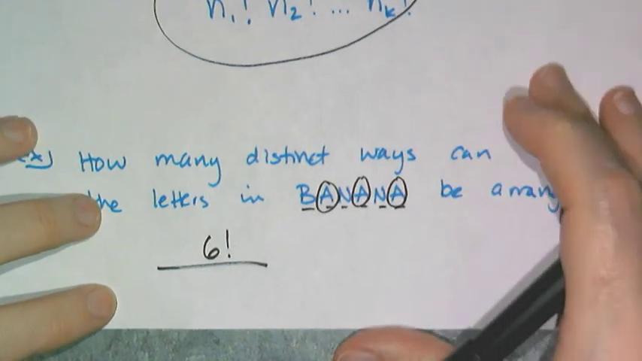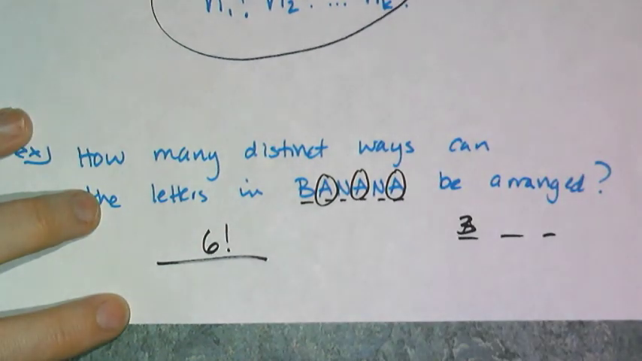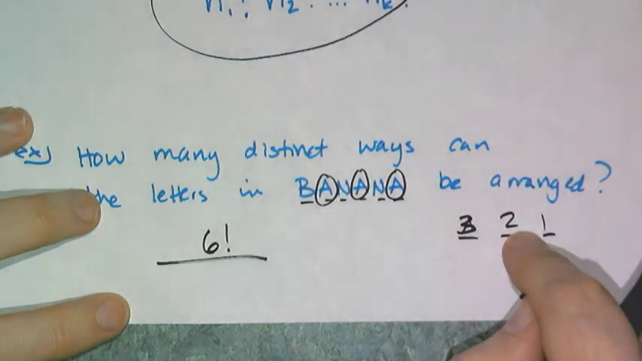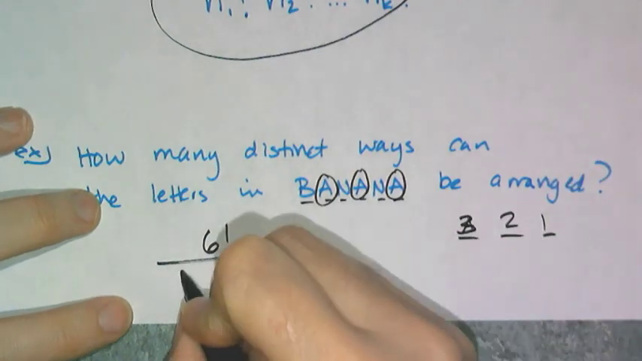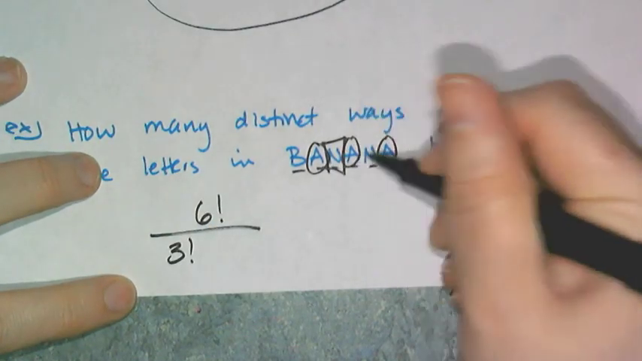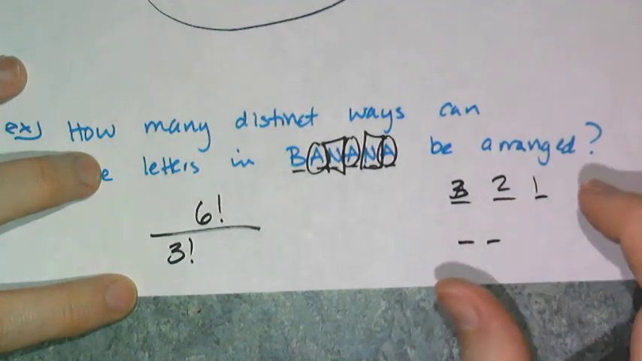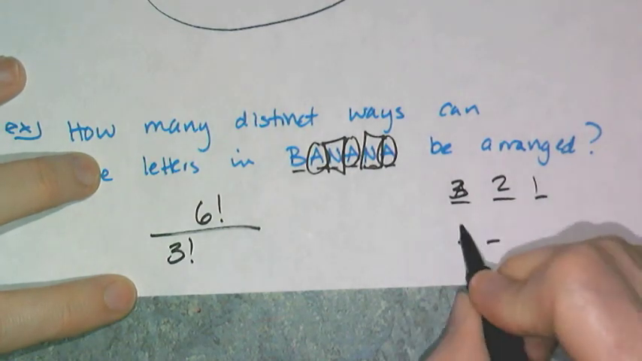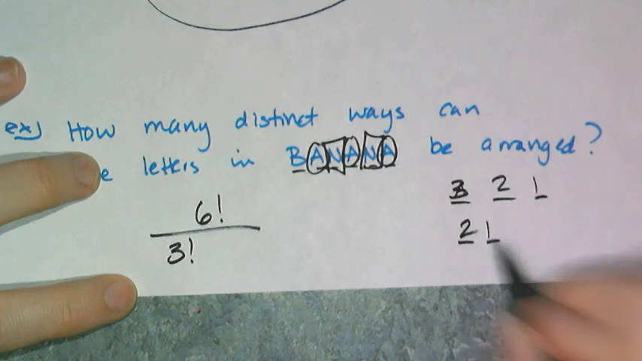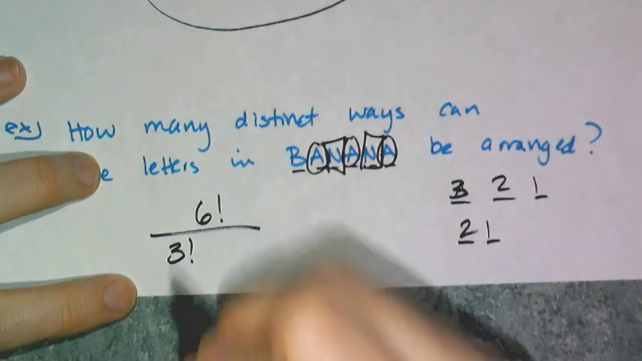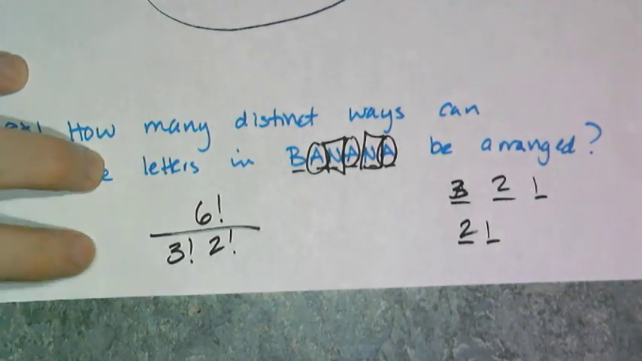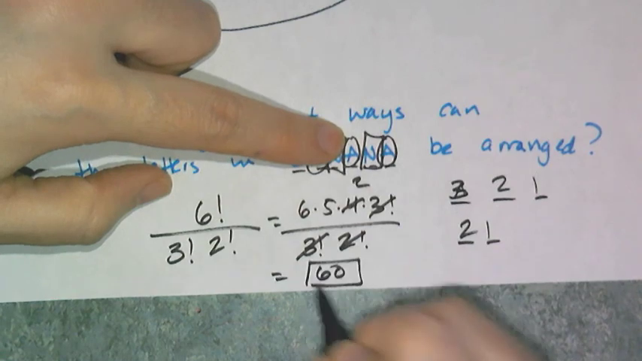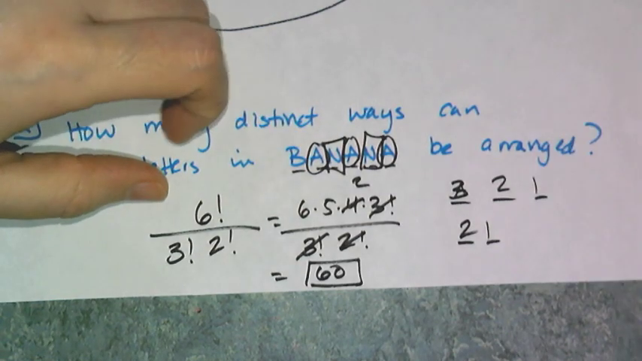And there are 3 A's, and I have 3 options for which A goes there. I have 2 options for what A goes there, and 1 option for which A goes there, which gives me 3 factorial, or 6. Now I also have these 2 N's, and I have 2 slots to fill with N. I have 2 choices of N for the first one, and 1 choice of N for the second one, which means this is 2 factorial, and so then I get 60 distinguishable permutations of the word banana.